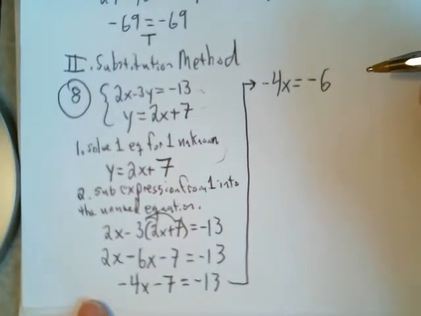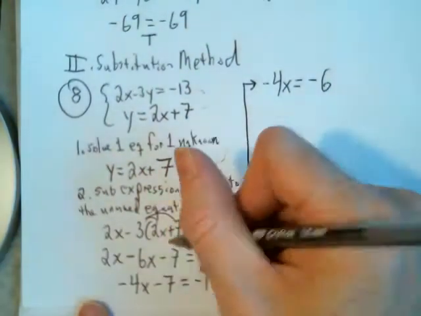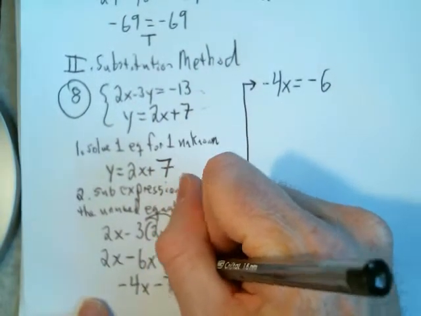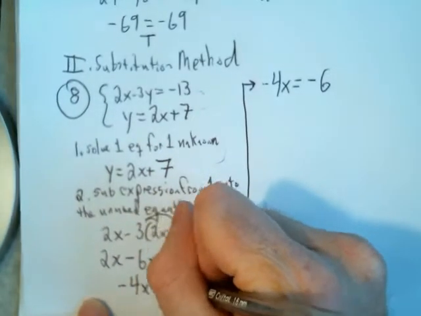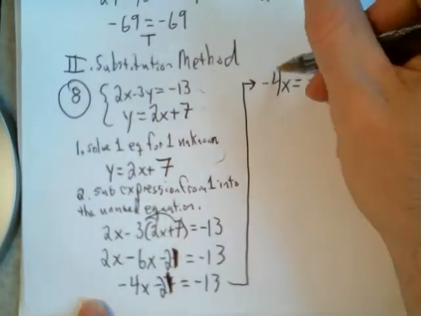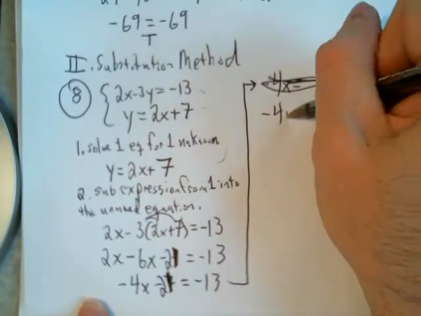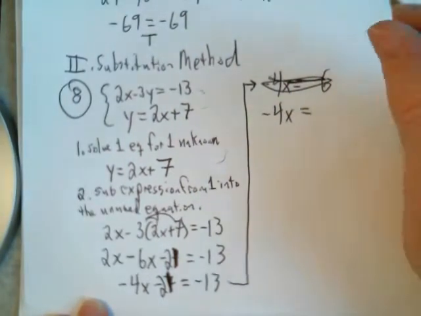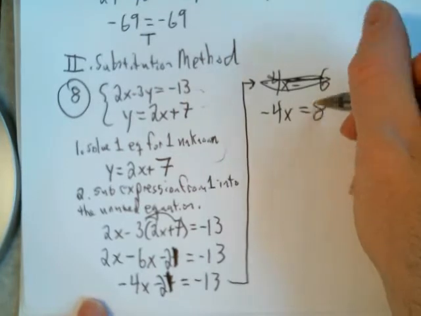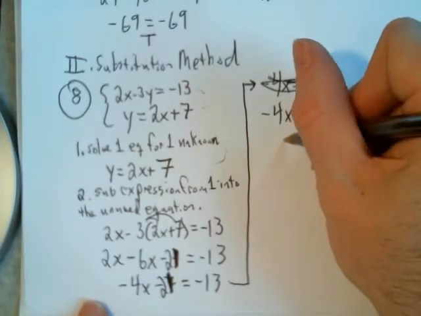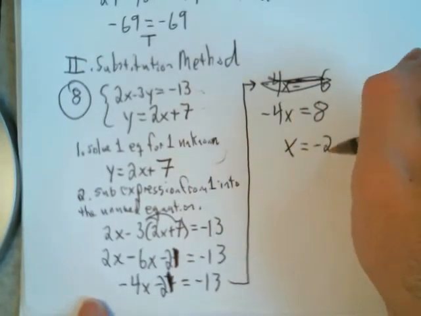What did I do? I made a mistake somewhere. Let me check my notes, I'm sorry. Oh, I didn't distribute here, sorry about that. So this should be 21. And then you'll have negative 4x equals 21 minus 13, so 8. Then divide both sides by negative 4, so x is negative 2.